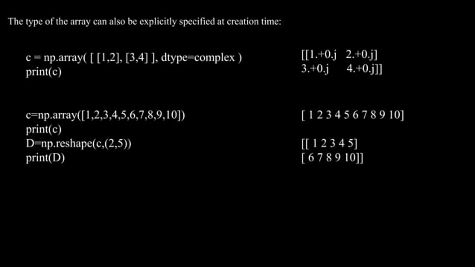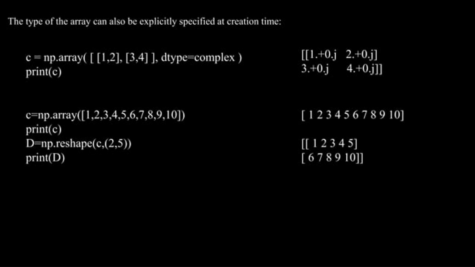The type of arrays can also be explicitly specified at creation time. Like c is equal to numpy.array([[1, 2], [3, 4]]), and d is equal to the same with dtype complex this time. We want it in a complex way.